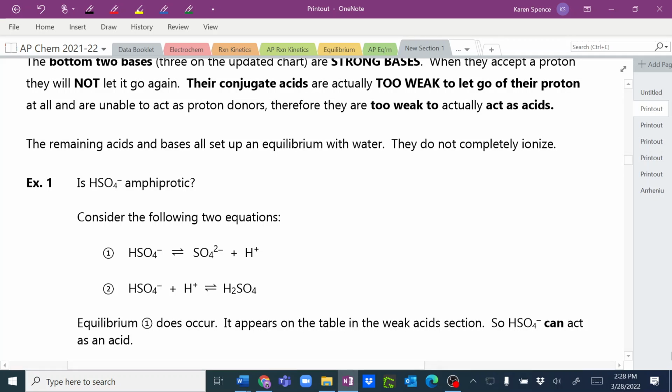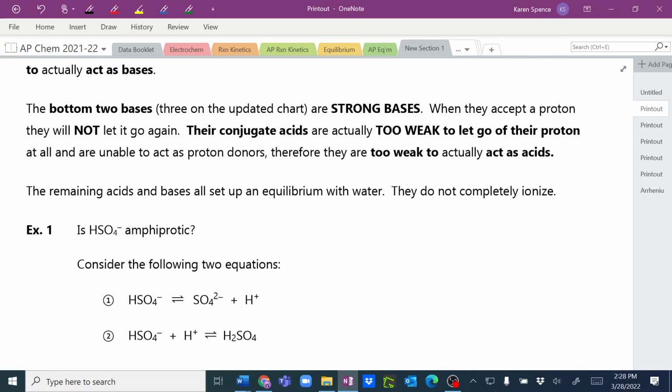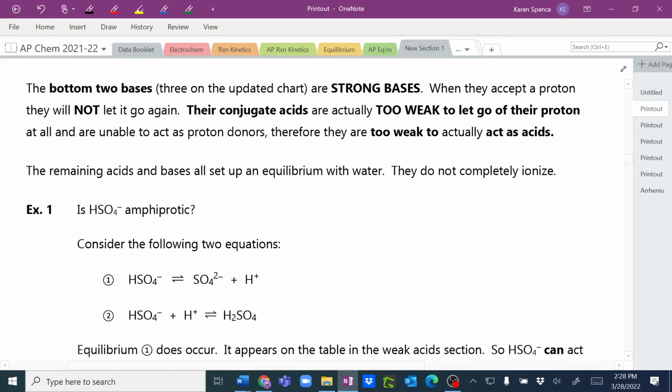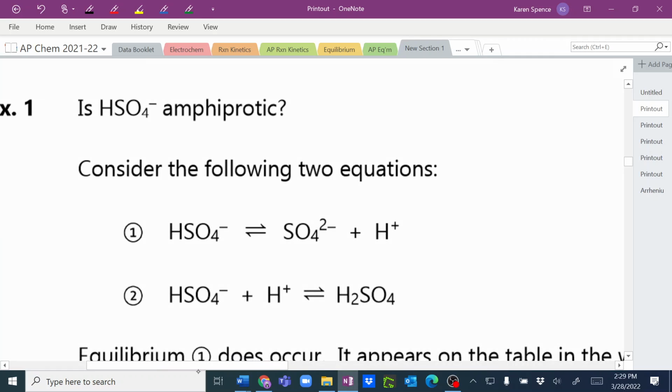Here is a question for you. Is HSO4 amphiprotic? HSO4. So let's think about these two equations here. HSO4 releasing a proton or donating a proton. Is that okay? Does that happen?